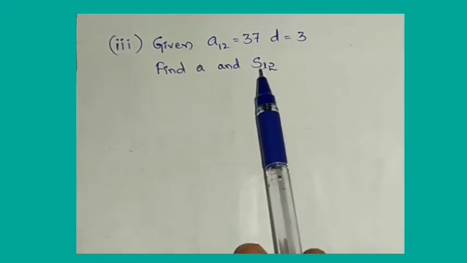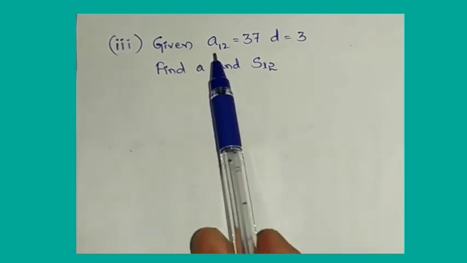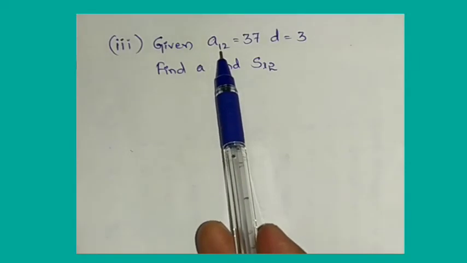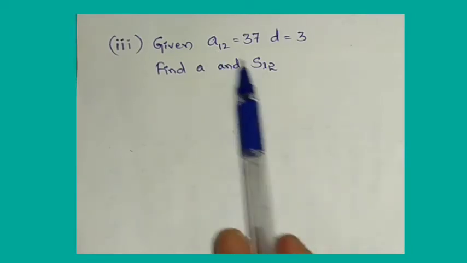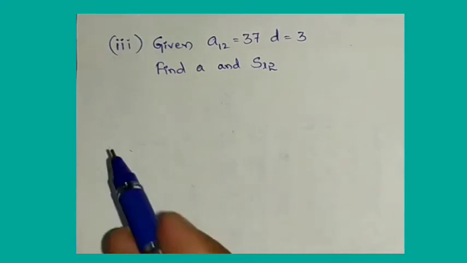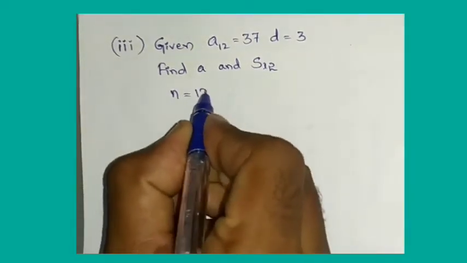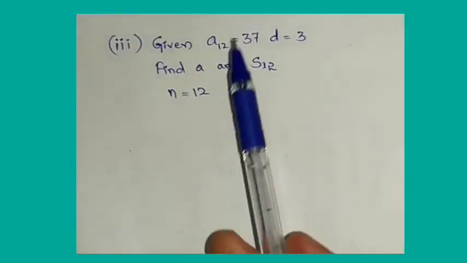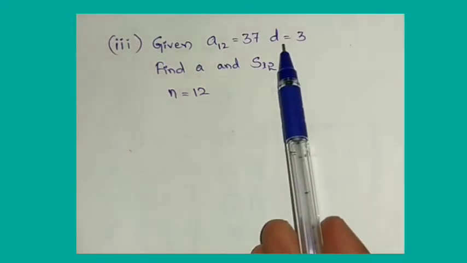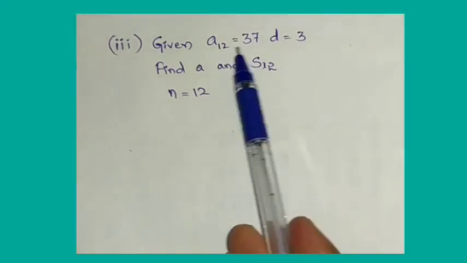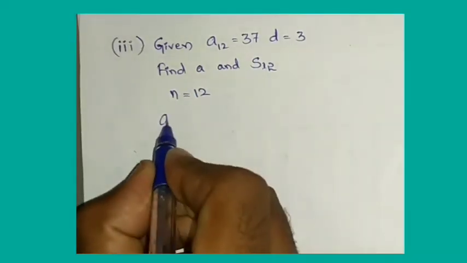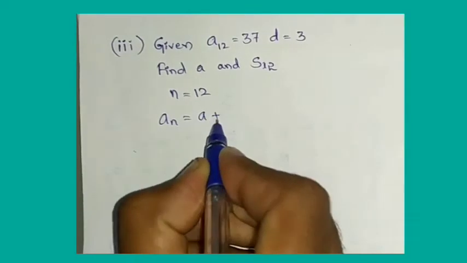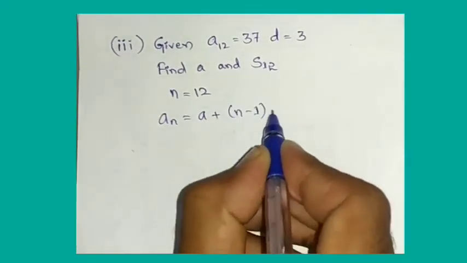So one question will arise, where is n? N is nothing but, here they clearly given a12, meaning the 12th term. Here also s12 means the sum of 12 terms. So it means n is 12. So write it, n equal to 12. So now we got n, we know the d, and we know the a12. So use the an formula, find the a. What is the an formula? An equal to a plus n minus 1 into d.